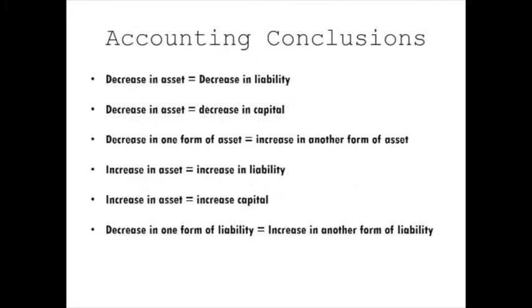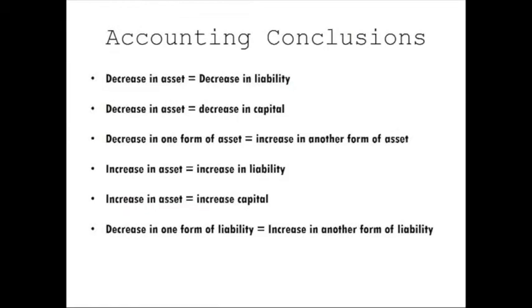Accounting conclusions. These are really important. It's related to the accounting equation. Decrease in asset is equal to a decrease in liability. Decrease in asset is equal to a decrease in capital. Decrease in one form of asset is equal to an increase in another form of asset. Increase in an asset is equal to an increase in liability. Increase in asset is equal to an increase in capital. Decrease in one form of liability is an increase in another form of liability.